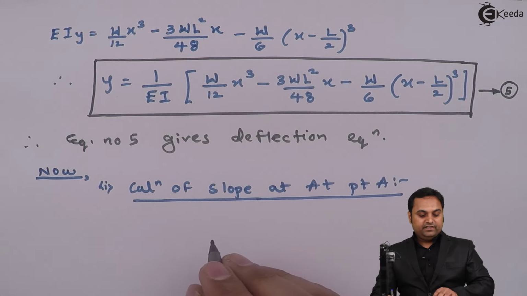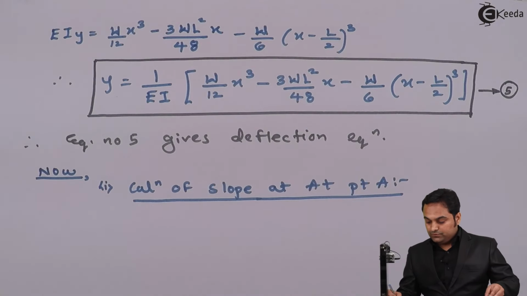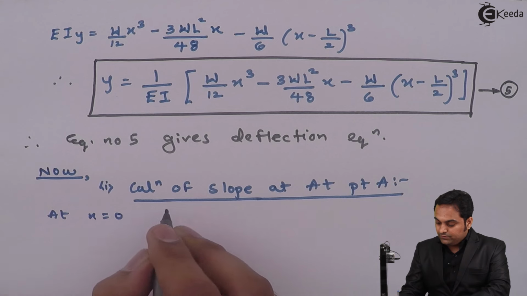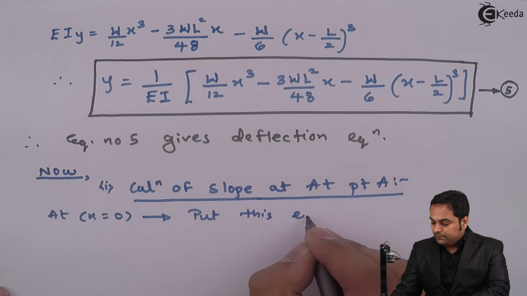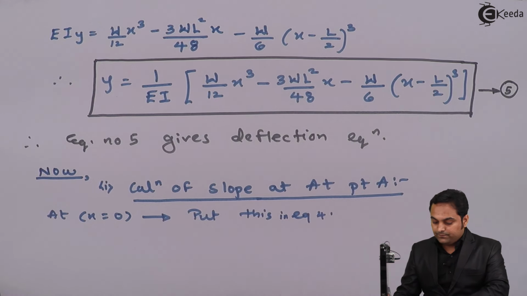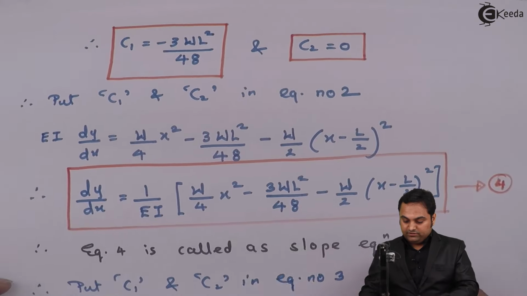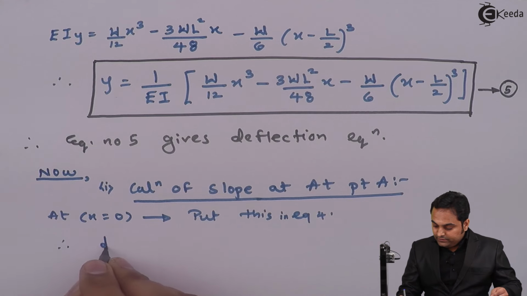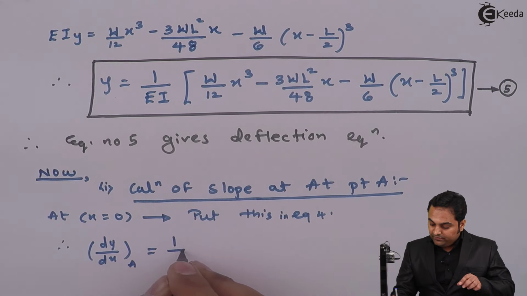Now at point A, when I am calculating the slope, I'll keep the distance x as 0. So here at x is equal to 0, put this in equation 4, that is the slope equation. I'll put x is 0. So therefore we have dy by dx at point A equal to 1 upon EI, which will remain as it is.